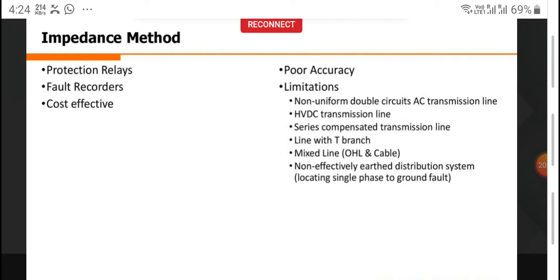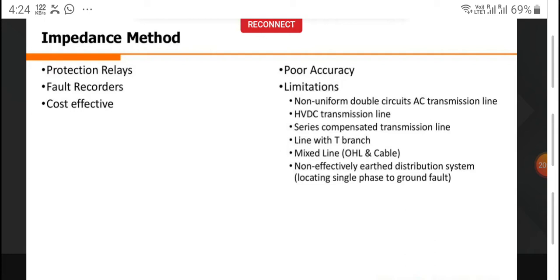As you can see here, the limitation is that it cannot be used in non-uniform double circuit AC transmission lines. Then this method cannot be used in HVDC lines. Then in series compensated lines. Then the lines with T branches, or simply the T lines. Then come your mixed lines.